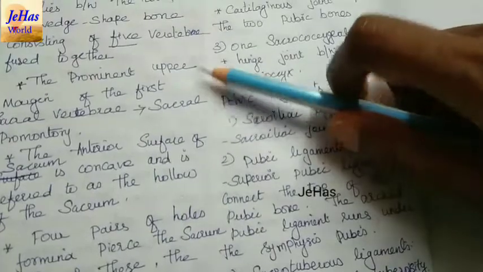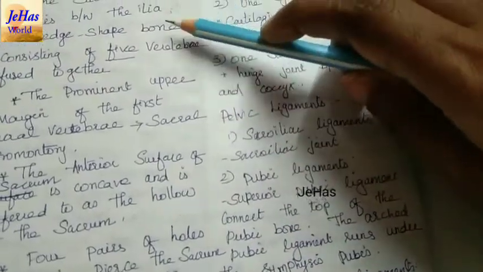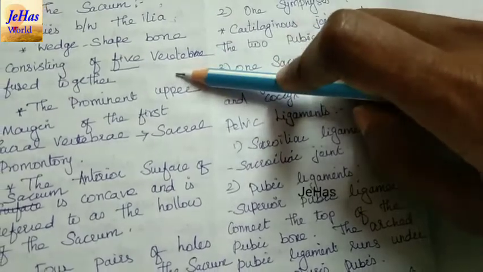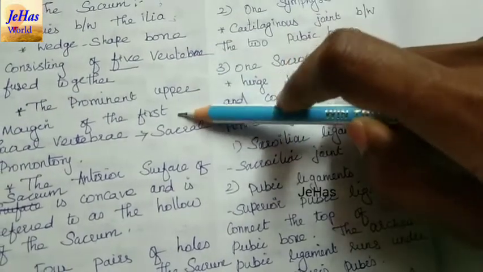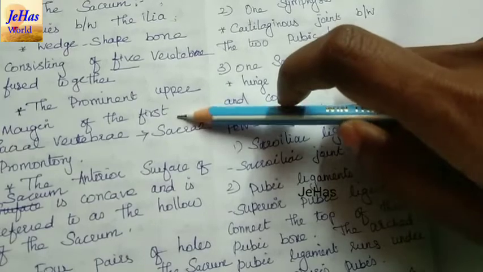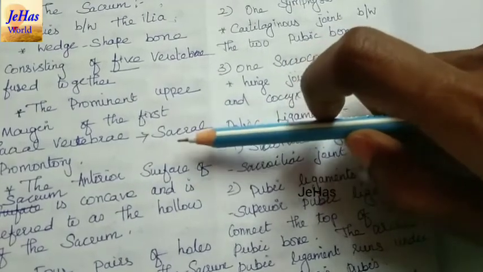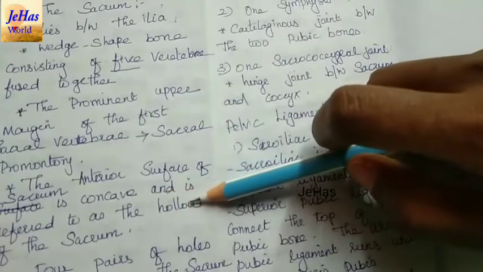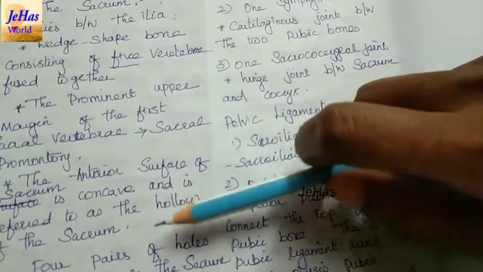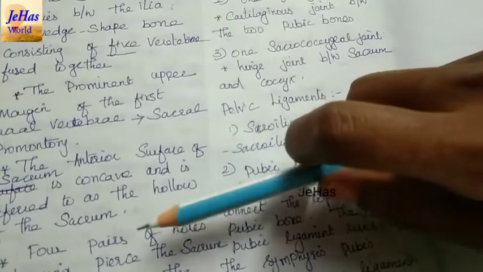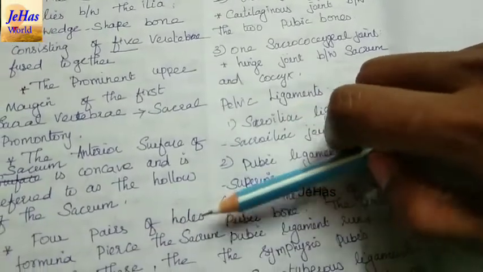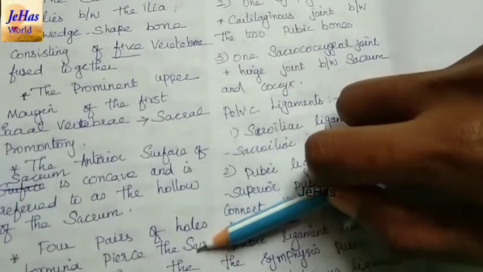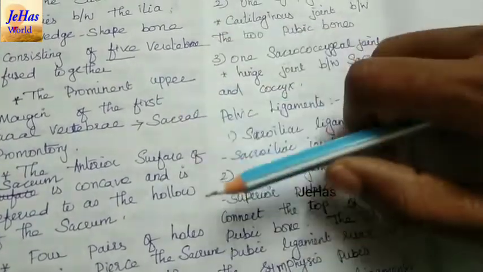So the sacrum lies between the ilia. It is 5 fused vertebrae together. The prominent upper margin of the first sacral vertebra is called as sacral promontory. The anterior surface of the sacrum is concave and refers to the hollow of the sacrum. Then the four pairs of holes pierce the sacrum and the nerves pass through it. So that is the sacrum.